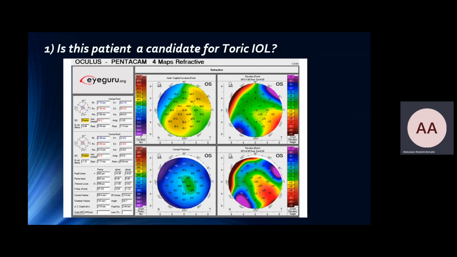Based on the curvature. Toric IOL, because the back elevation has abnormal values, and also it has to be compared, not based only on the curvature map. Yeah, because of the skewing, this is considered irregular astigmatism. That's why he's not the best candidate for toric IOL.